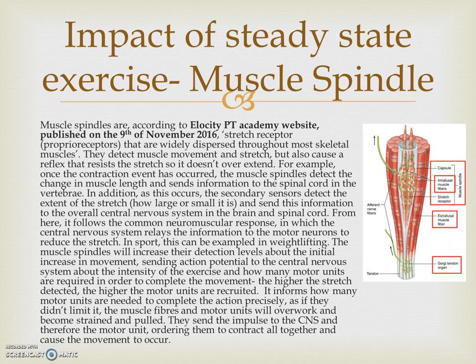It informs how many motor units are needed to complete the action precisely, as if they didn't limit it, the muscle fibers and motor units will overwork and become strained and pulled. They send the impulse to the CNS and therefore the motor unit, ordering them to contract all together and cause the movement to occur. On the right here you can see a picture of the anatomy of a muscle spindle.